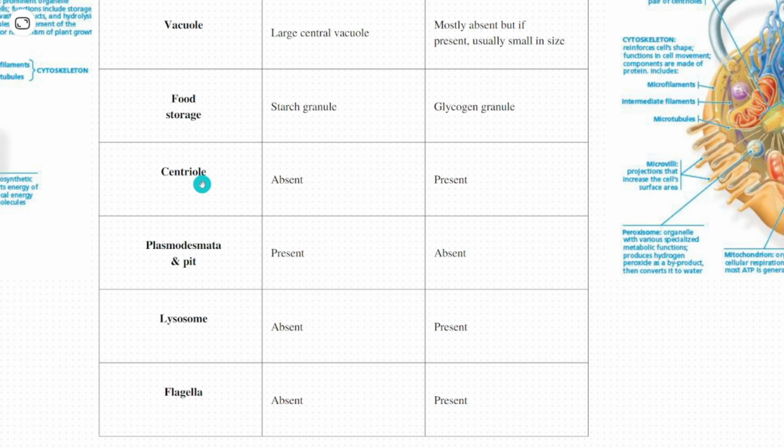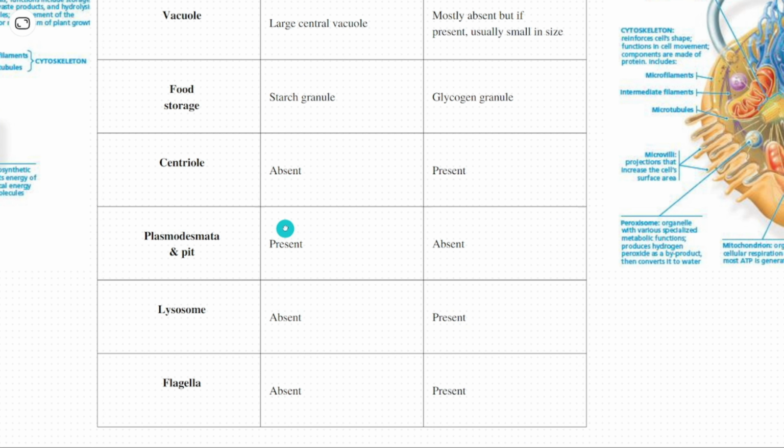And also centrioles, this one is special for animals. Only animal cells contain centrioles, but for plants there are none. And plasmodesmata is a cell wall structure in plants. Of course plants contain a cell wall, so they contain plasmodesmata and also pit structures. But for animals, there is no cell wall, so automatically they do not have these.